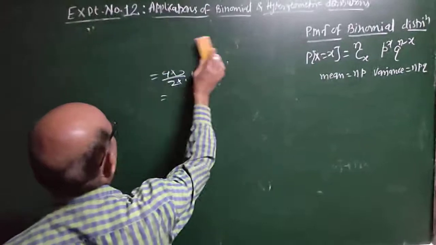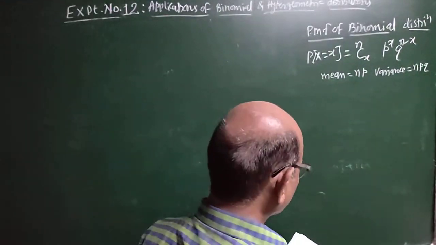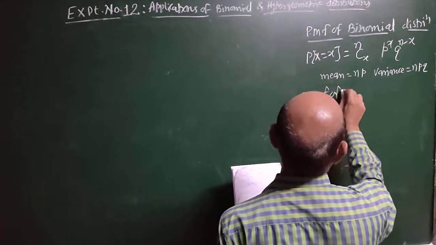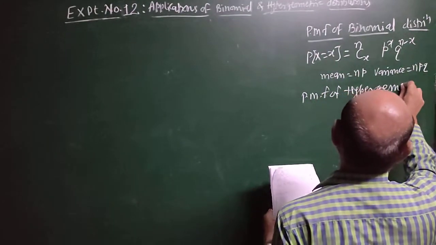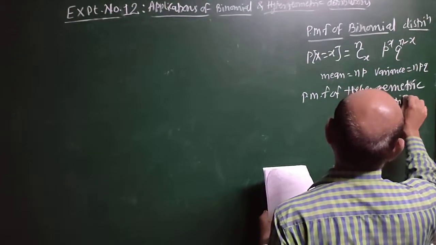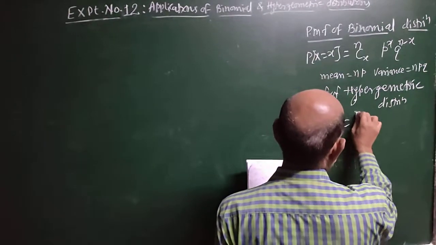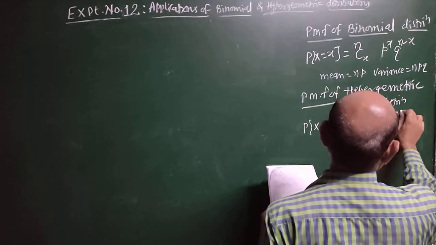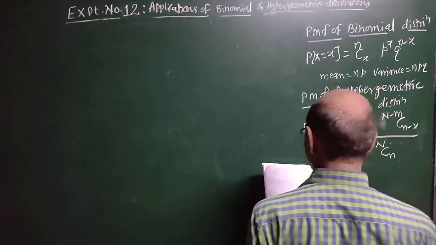Now we will go for the hypergeometric. Hypergeometric means its PMF is given by probability PMF of hypergeometric distribution. So this will be probability X equal to x is mCx, N minus m C n minus x, divided by NCn. So that is the formula.